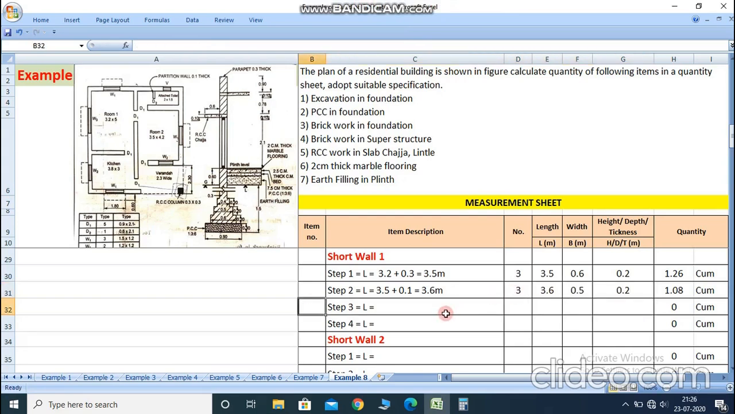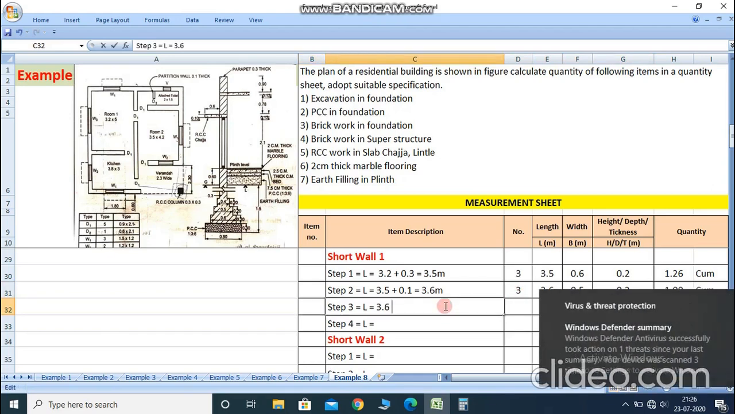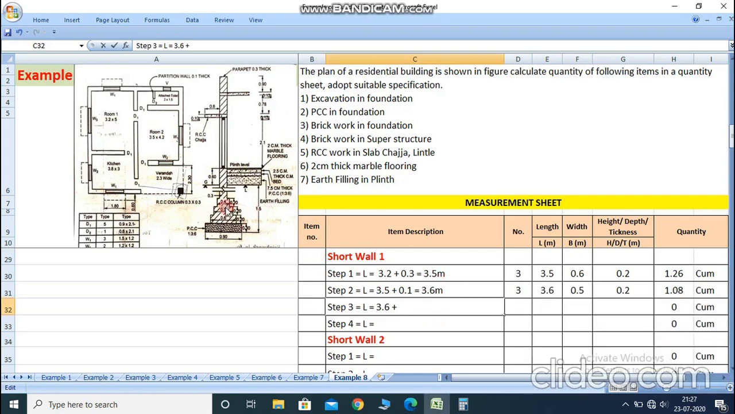Then after that for step 3, the length is 3.6 we put here, plus the difference between 0.6 and 0.5, which is 0.1. So right here 0.1 gives 3.7 meter. So right here 3, then 3.7, then 0.4, because for the third step it is 0.4, and thickness is 0.2. Now we calculate for step 4, meaning 0.3 meter up to plinth level.